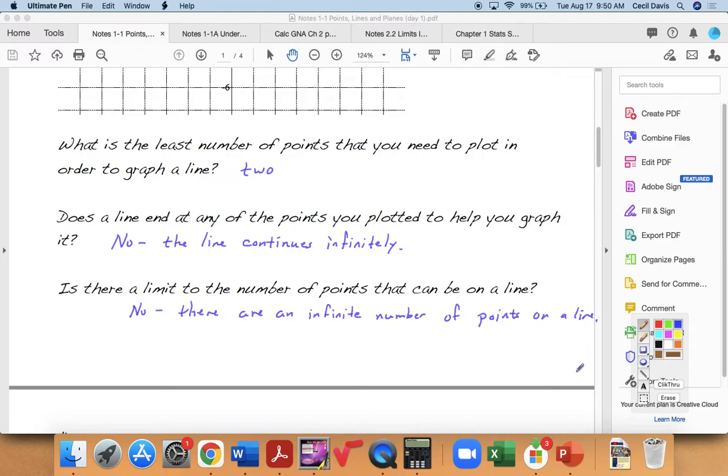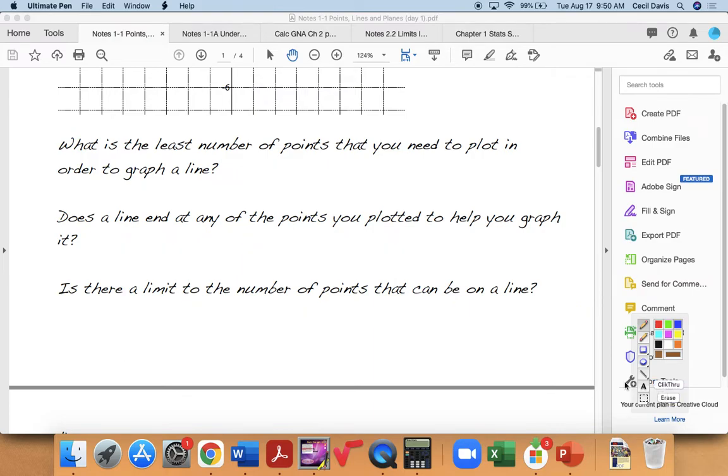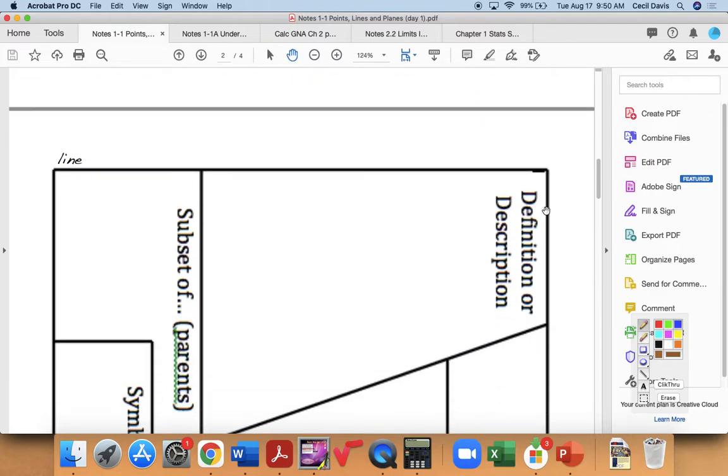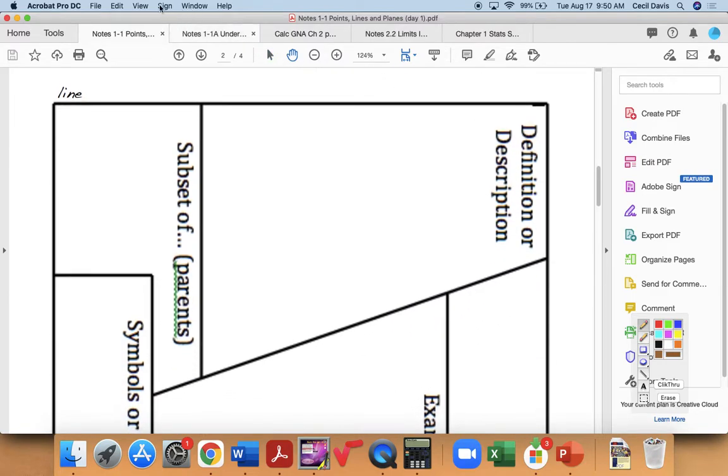Yeah, the opposite of infinite is finite. Finite means that it has a limited number. There is a specific value. Infinite means there is no specific value. It keeps going forever. All right. So let's look at this next page.